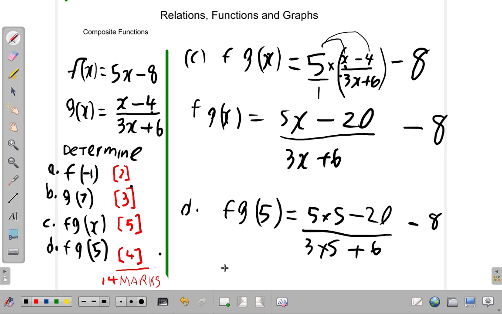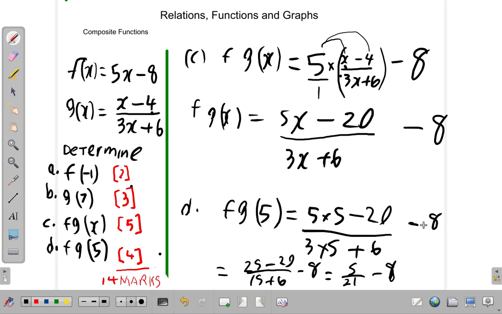Alright, do we have space to work it out? 5 5s, 25 minus 20, over 3 5s, 15, plus 6, minus 8. So this is 25 minus 20 up here, going to be 5, divided by 15 plus 6 is 21, minus 8. So we have 5 divided by 21 minus 8.